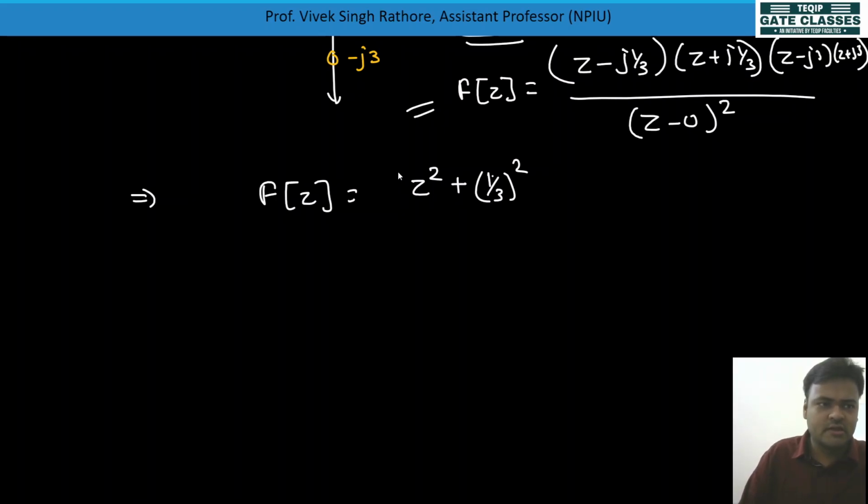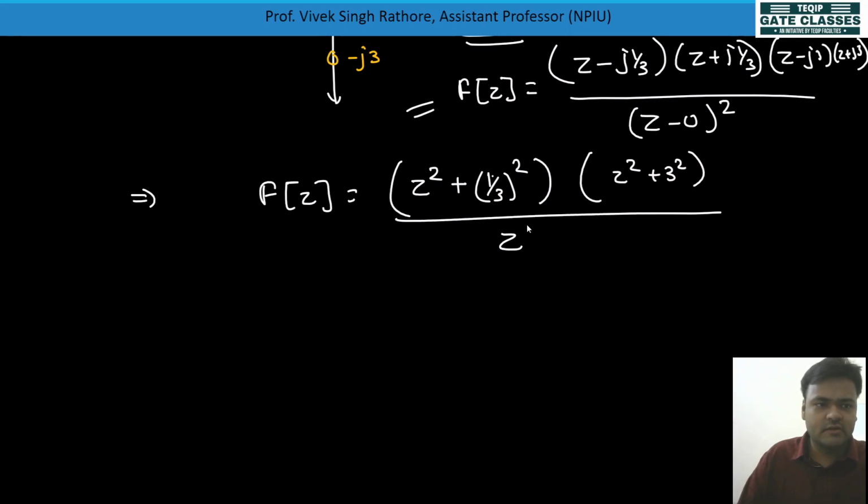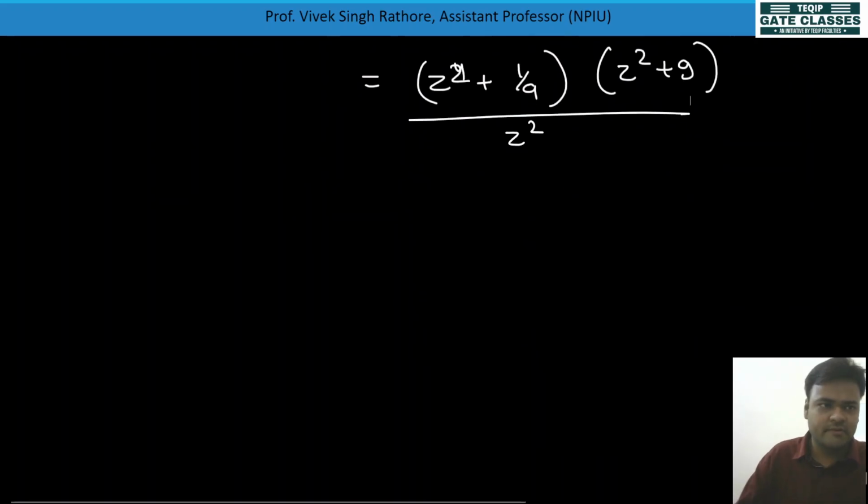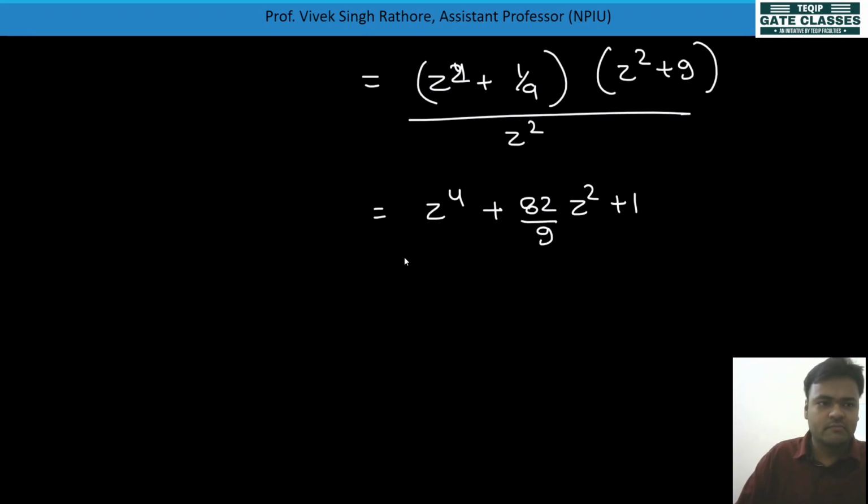Okay, this is this, and here also z square plus 3 square you can write, and downstairs you can write z square. So this value can be written as z to the power 4 plus 1 by 9, sorry, z square plus 1 by 9, here z square plus 9 will be there. Okay, by z square we'll try to simplify and solve, so we'll get z to the power 4 plus 82 by 9 z square plus 1 by z square.